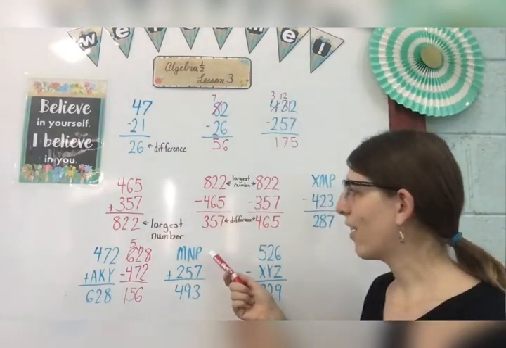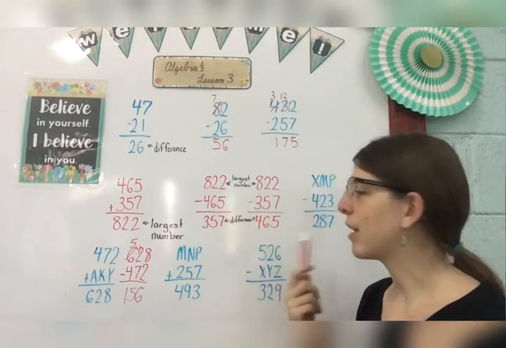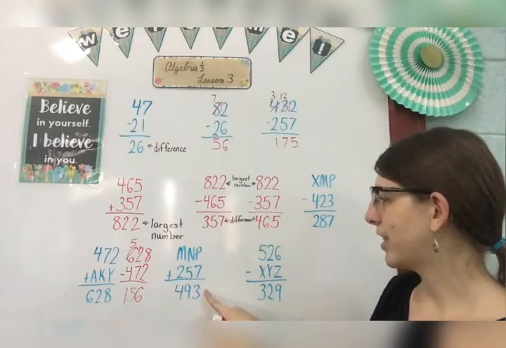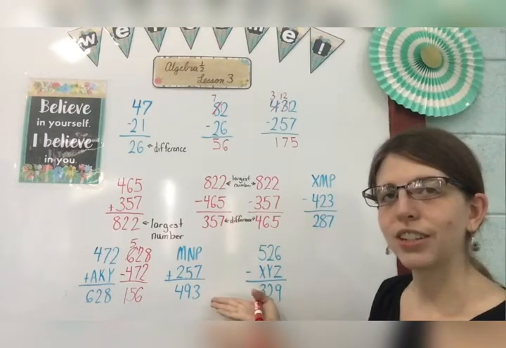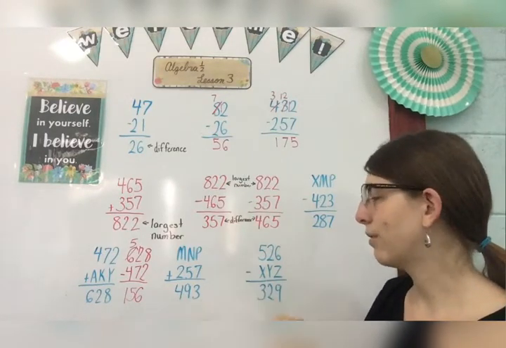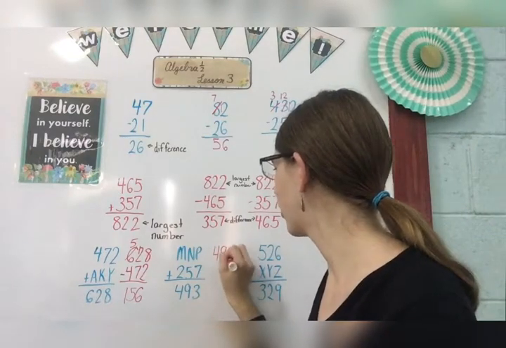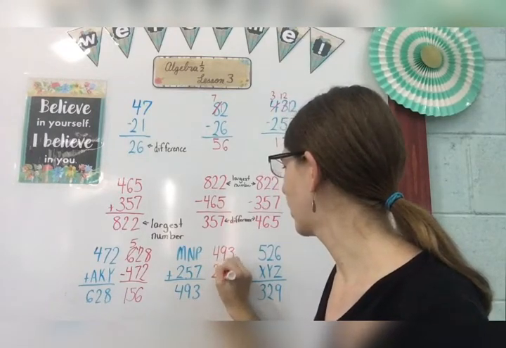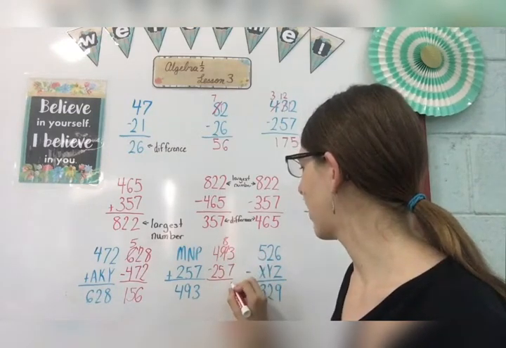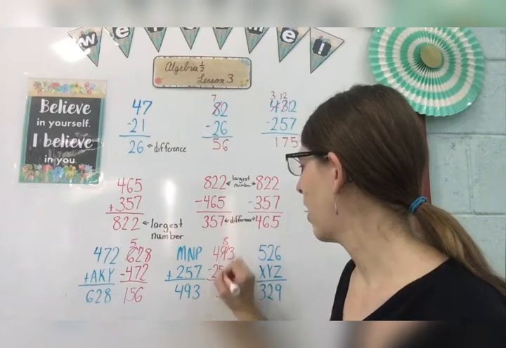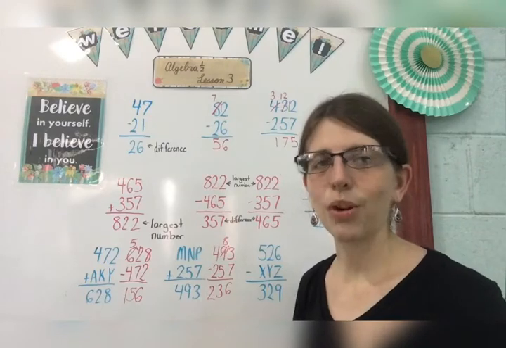Let's try this one. Here I have a missing number plus 257 equals 493. Same thing, I'm going to use my inverse operation. I know that if I put my largest number on top and subtract one of my addends, my answer is going to be my difference, or my difference is going to be my other addend. So I put my largest number, 493, on top. I subtract 257. Okay, I have to borrow. 13 minus 7 is 6. 8 minus 5 is 3. 4 minus 2 is 2. So 236 plus 257 equals 493.